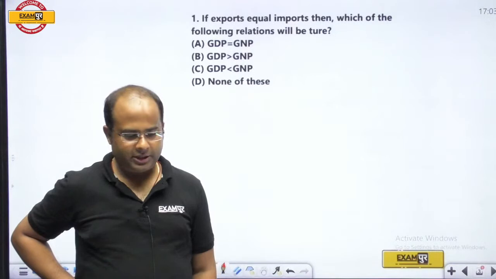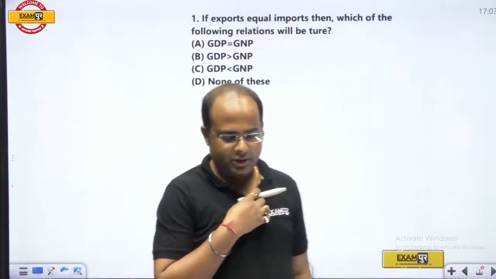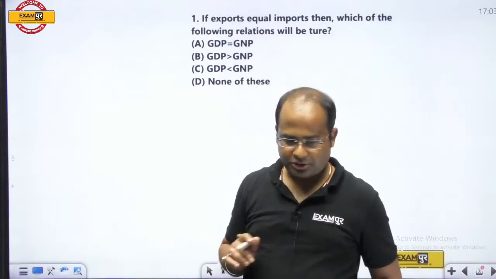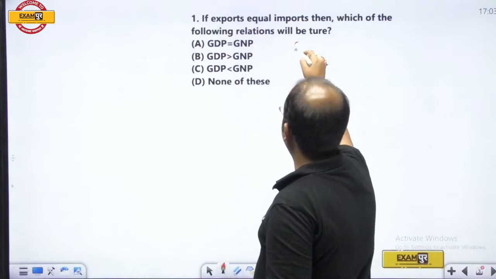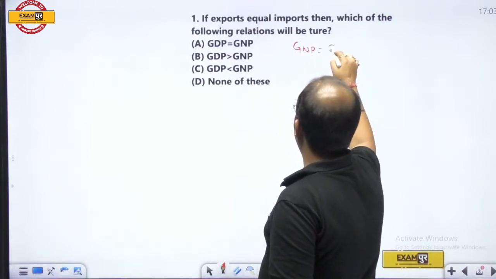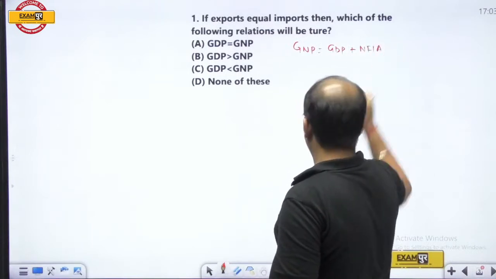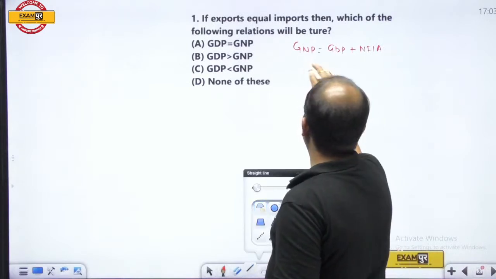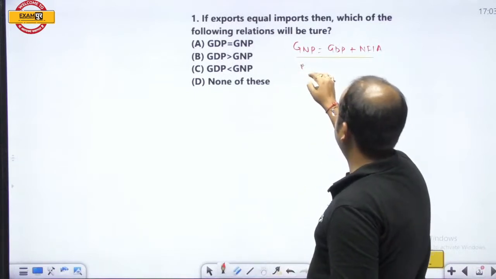Okay, Chodeshwari is saying option B, GDP is greater than GNP. Let's see if any other option is running in your mind, you can also give me. Okay, Suresh is saying A, Sharvani is saying option B. Guys, the relationship is between GDP and GNP. So GNP is equal to GDP plus NFIA. We have all read this condition already.